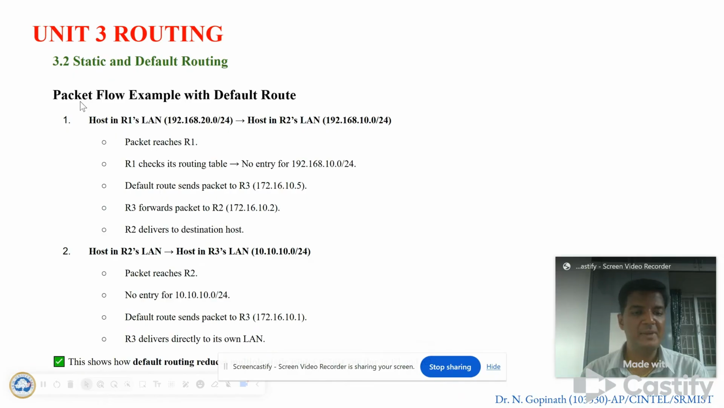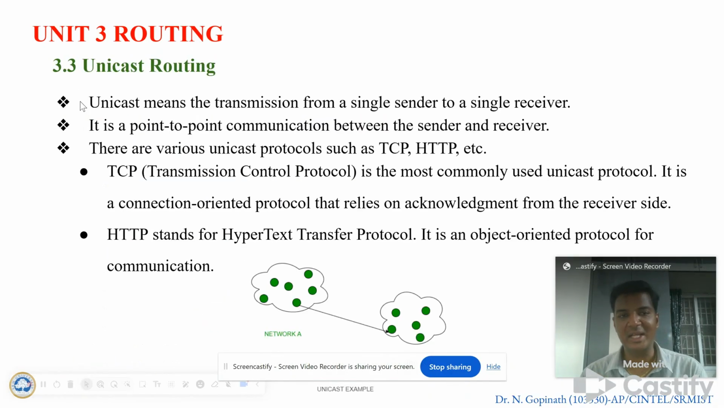Similarly, the host in R2's LAN wants to send a packet to a host in R3 LAN. So, as usual, the packet reaches R2. There is no entry for the network 10.10.10.0. So, the default route sends the packet to R3 and R3 delivers directly to its own LAN. This shows how default routing reduces the time taken for transmitting the data.